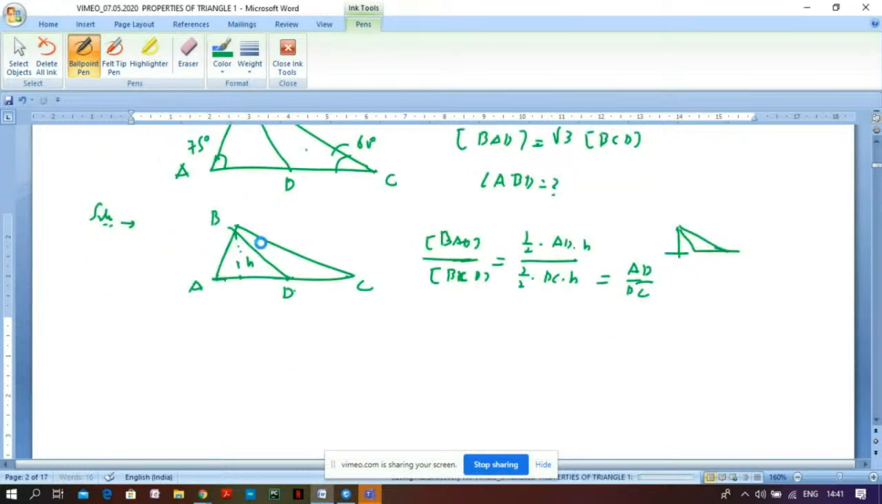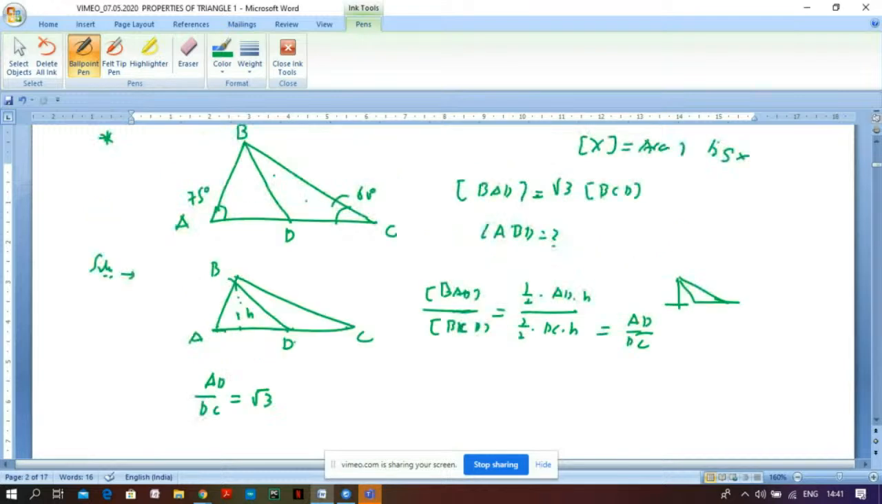So this gives you AD over DC. So it means we get AD over DC is root 3. That's the first thing we get: AD over DC is root 3. Now let me derive one more thing which will be useful to connect AD over DC in terms of these angles.